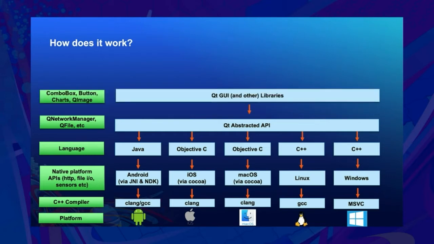On top of the abstraction APIs, we have additional Qt GUI libraries, so things like combo boxes and buttons and charts and images, all of these things to make rich user experiences and user interfaces in your applications. Qt gives you libraries for this as well, and your application sits at the top of all of this.